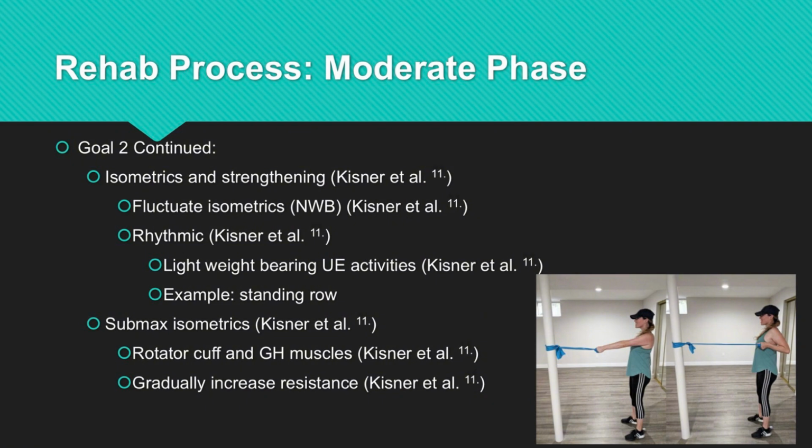Also do some rhythmic stabilization where you're having lightweight bearing activities within the upper limbs. So an example would be a standing row. You can also do submax isometrics where you're focusing on strengthening the rotator cuff and the glenohumeral muscles to, of course, gradually increase the resistance over time.